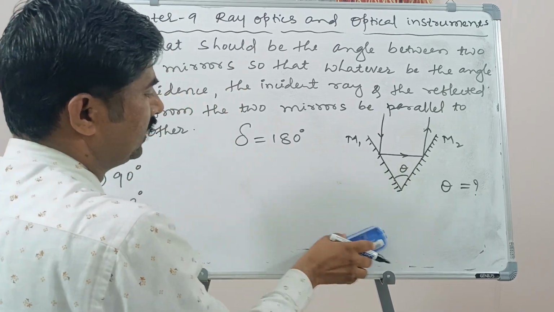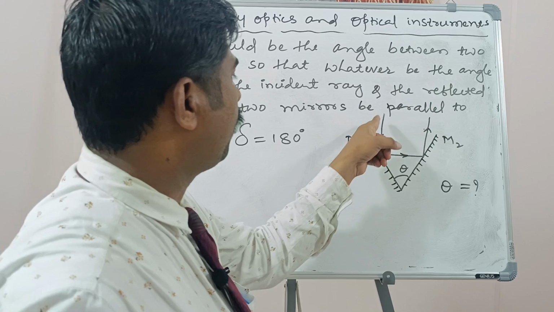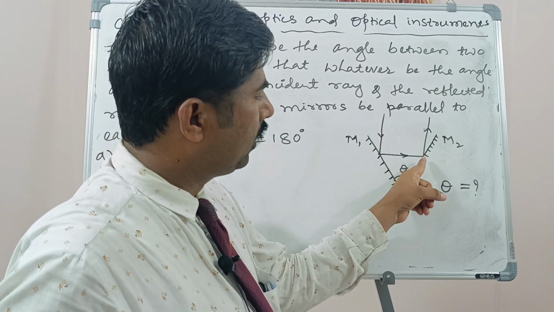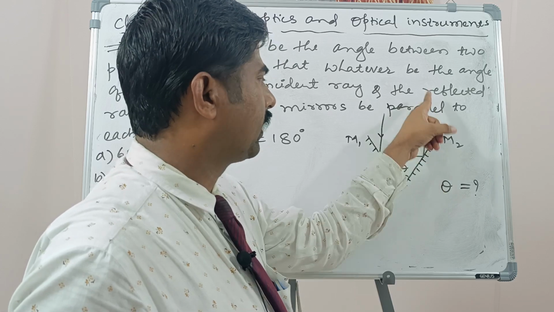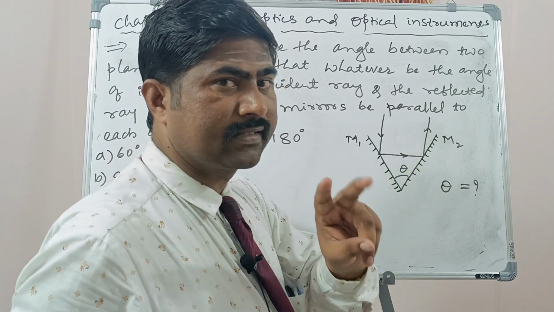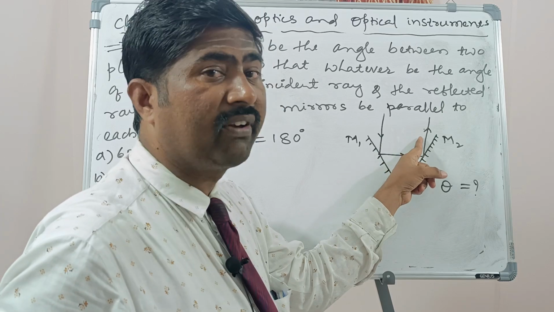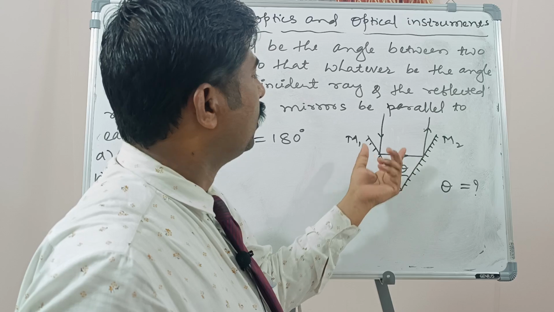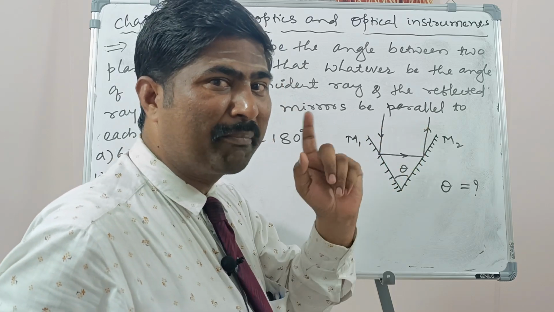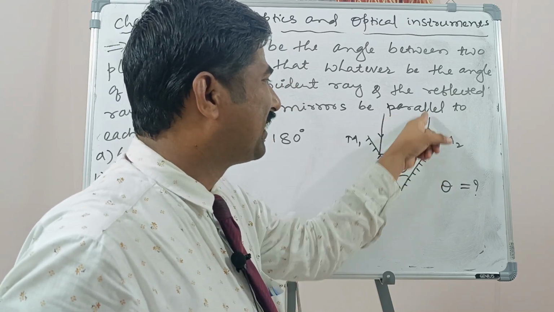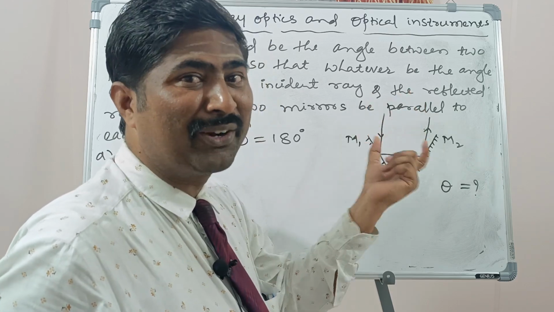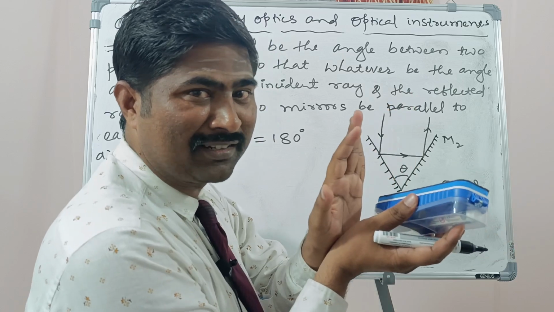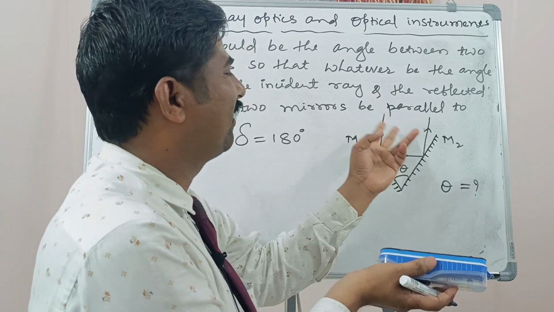According to that condition, we have taken one ray of light incident here. After striking the first mirror, it will go and strike the second mirror. After that it will come back. That means one is the incident ray, another one is the reflected ray, both are parallel. For the parallel condition to happen, the incident ray and reflected ray should come parallel to each other. To make that happen, what must be the angle between the two mirrors?